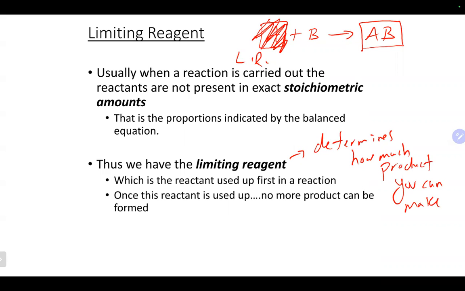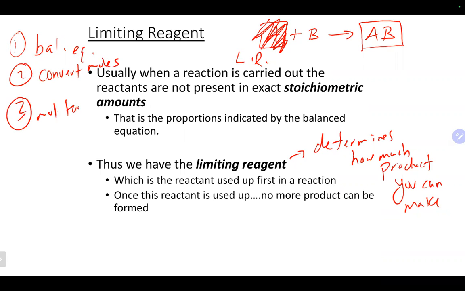The limiting reagent problems can be done a multitude of ways, but we'll do it the same way that we did the previous ones. You can follow the same steps that we did on a basic stoichiometry problem, which I just listed there: balance the equation, convert to moles, do your mole to mole relationship, and moles to some other unit.